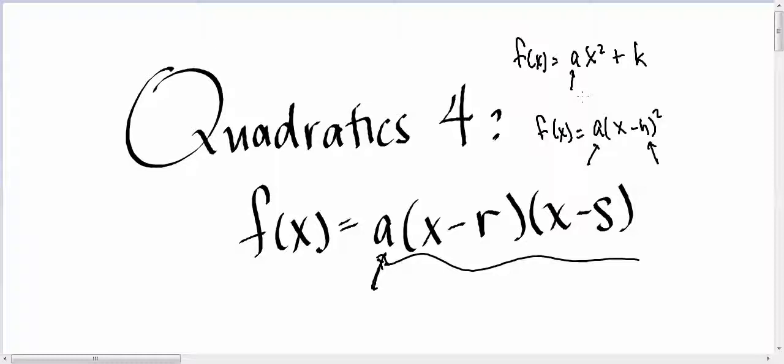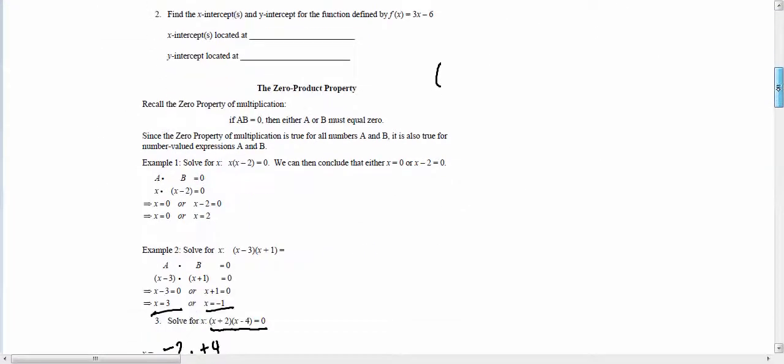Does that make sense? So that A is going to do the same thing as before, but this weird thing about R and S, what is the deal with that? I feel like you'll find it to be easier than you think. So let's start off with one property. It's called the zero property.